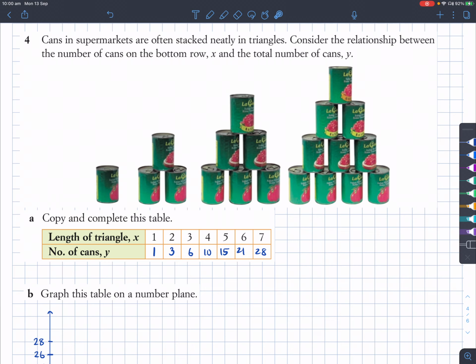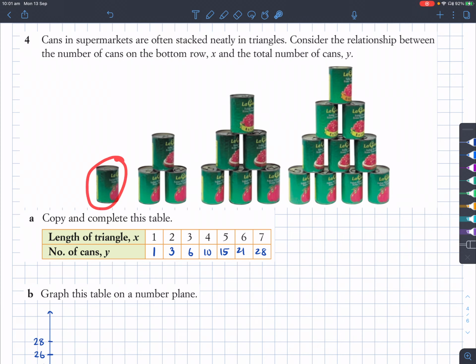So consider the relationship between the number of cans on the bottom row, x, and the total number of cans, y. If we look at the number of cans in the bottom row, that'll be 1, 2, 3, 4. That is basically this section of the table. I've already had my answers out, but just to explain that, all you've got to do is count the number of cans.